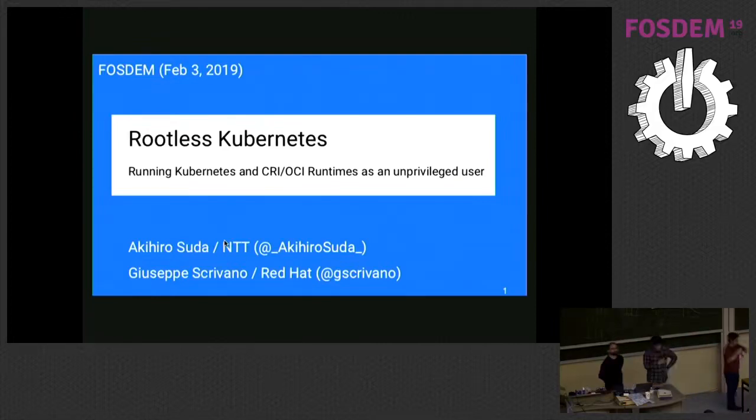Okay. All right. Next up, we're going to have Cairo and Giuseppe talking about rootless Kubernetes. Hi all, thank you for coming to our talk. In this talk, we will show how we can run Kubernetes and its dependencies such as CRI and OCI runtimes as an unprivileged user on the host.